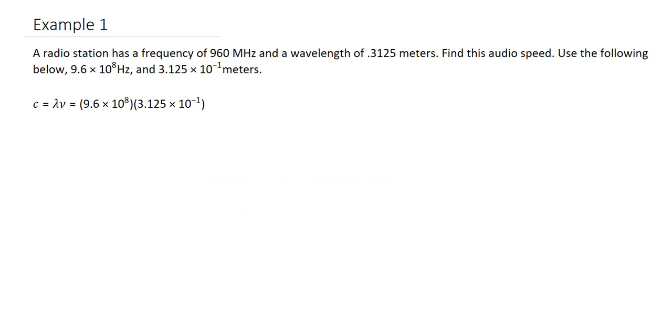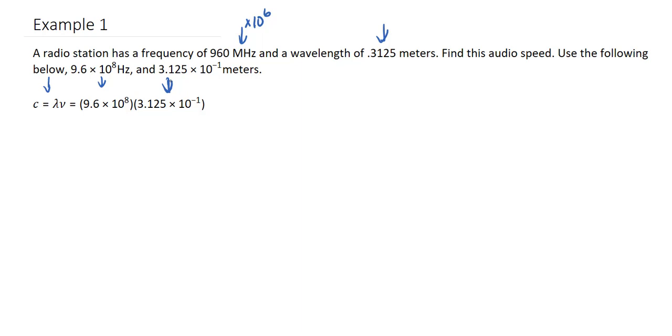Example 1. A radio station has a frequency of 960 megahertz and a wavelength of 0.3125 meters. We're going to find the speed of light. So we're going to use the following equation below. Instead of using 960 megahertz, we're going to use 9.6 times 10 to the 8th hertz, because mega can be substituted as times 10 to the 6th. So then we had 960 times 10 to the 6th, but we want to put that into scientific notation, so we get this number. Then we also need to put our wavelength into scientific notation, so we get this.